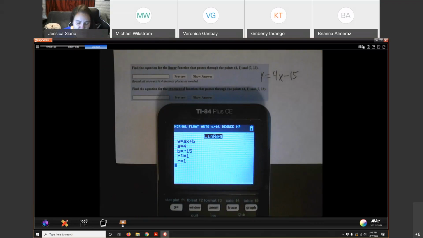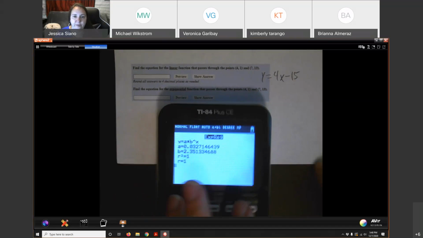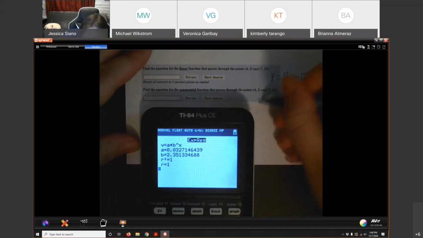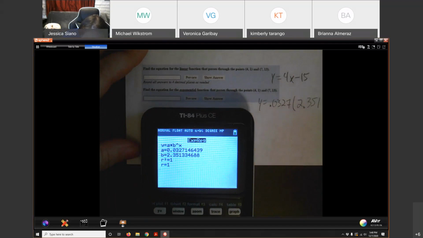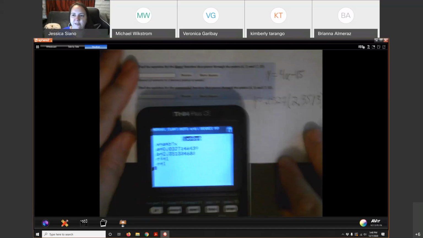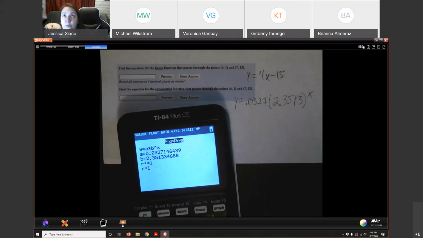And then to do exponential, you're going to go back to stat, back to calc. Exponential regression is just off the screen. There it is. With the same 2 points, to 4 decimal places, 0.0327 times 2.3513 to the X.